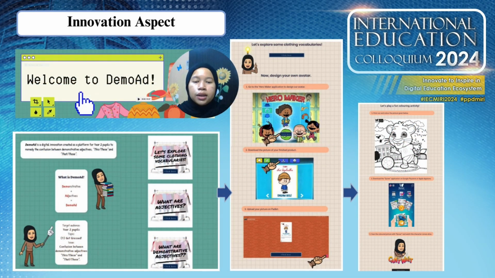Let's move on to the innovation itself. This is what you will see when you click on my innovation, which is called DemoAd. Basically, this is what you will see on the first page, the one in green. There will be 3 buttons there that you can click on.